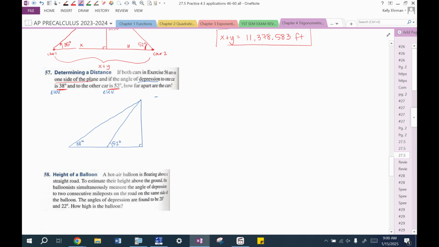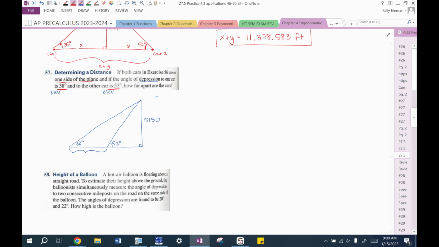Okay, and then be careful because the two distances, we need legs of right triangles. So I know the plane height is 5,150. The cars are asking you to find this distance here. Like, what is this section? But that little section is not the leg of a right triangle.